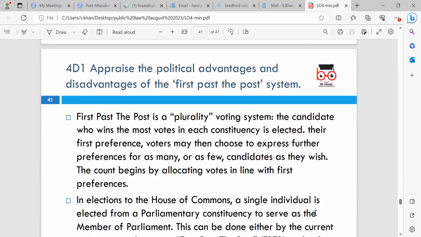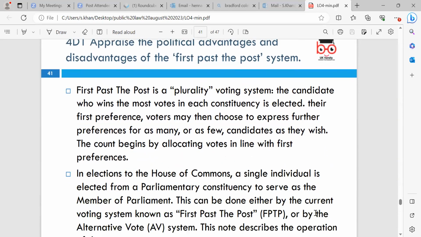4D1. Appraise the political advantages and disadvantages of the first past the post system. First past the post system is a plurality voting system. The candidate who wins the most votes in each constituency is elected.